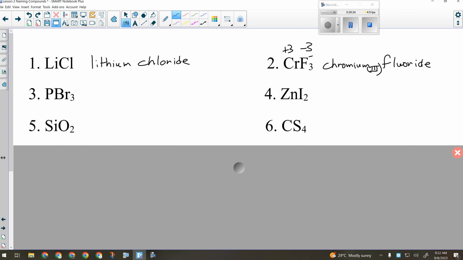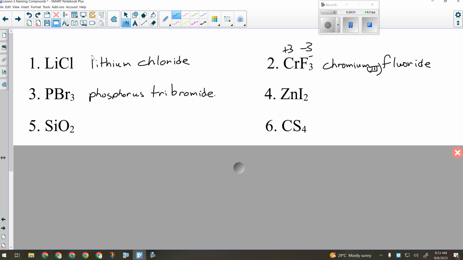Okay. All right, number 3, ionic or molecular? It's molecular. Phosphorus is a non-metal, bromine is a non-metal. Okay, we have 2 non-metals together here. So I follow the molecular naming rules. Phosphorus, okay, and tribromide. Questions on that one? Okay.